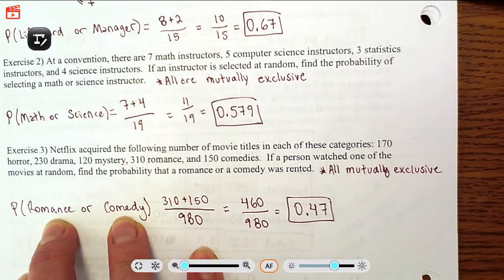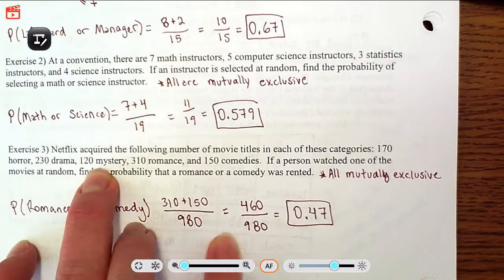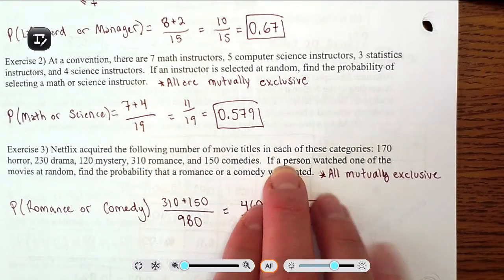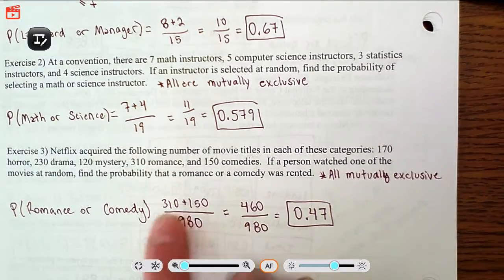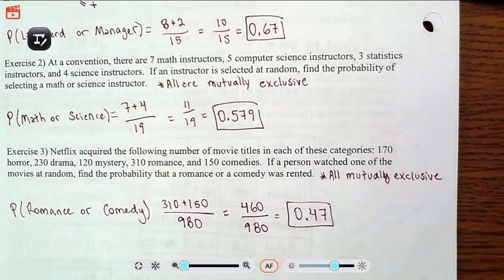Okay, so then Netflix is acquiring the following number of movie titles in each of the categories: 170 horror, 230 drama, mystery, romance, comedies. If a person watched one of the movies at random, find the probability of a romance or a comedy was rented. So we have 460 or 0.47.